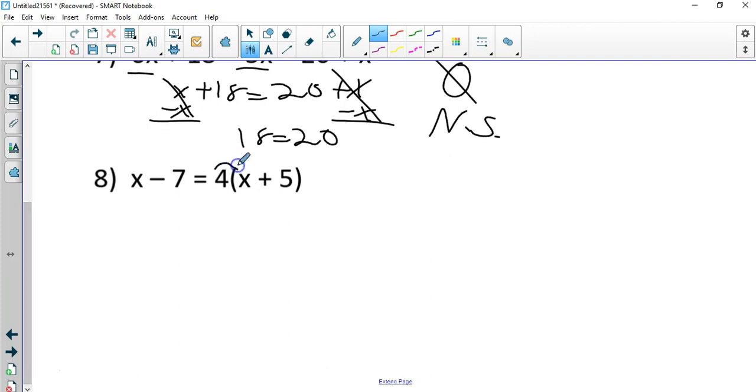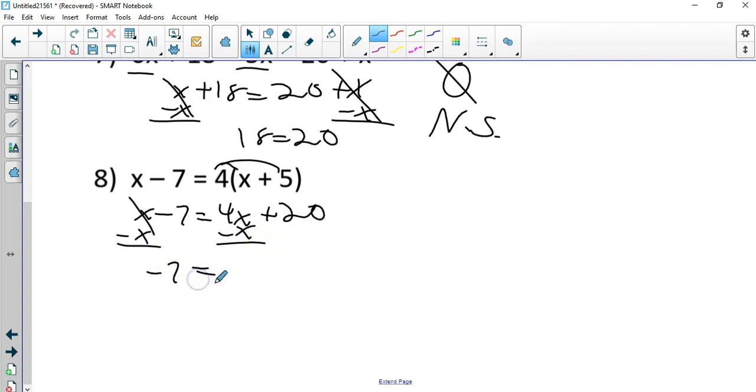Okay, so I'm going to distribute first. X minus 7 equals 4x plus 20. Now look, in this case, if I move the 4x over, I've been going left the whole time so far. If I do that, I'm going to have negative 3x. I want to keep it positive. You don't have to. But if I do it this way, look what happens. Negative 7 equals 4x minus x is 3x plus 20.